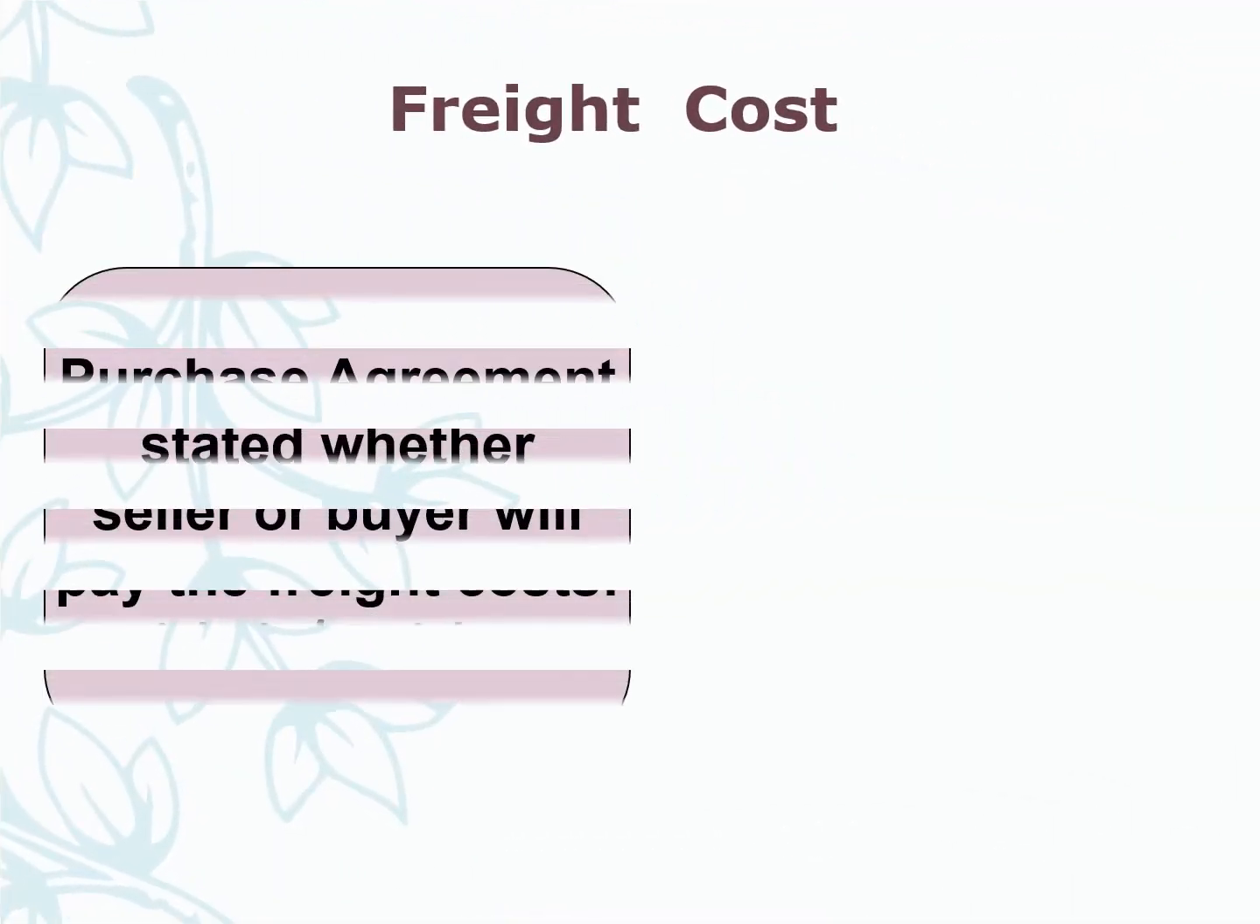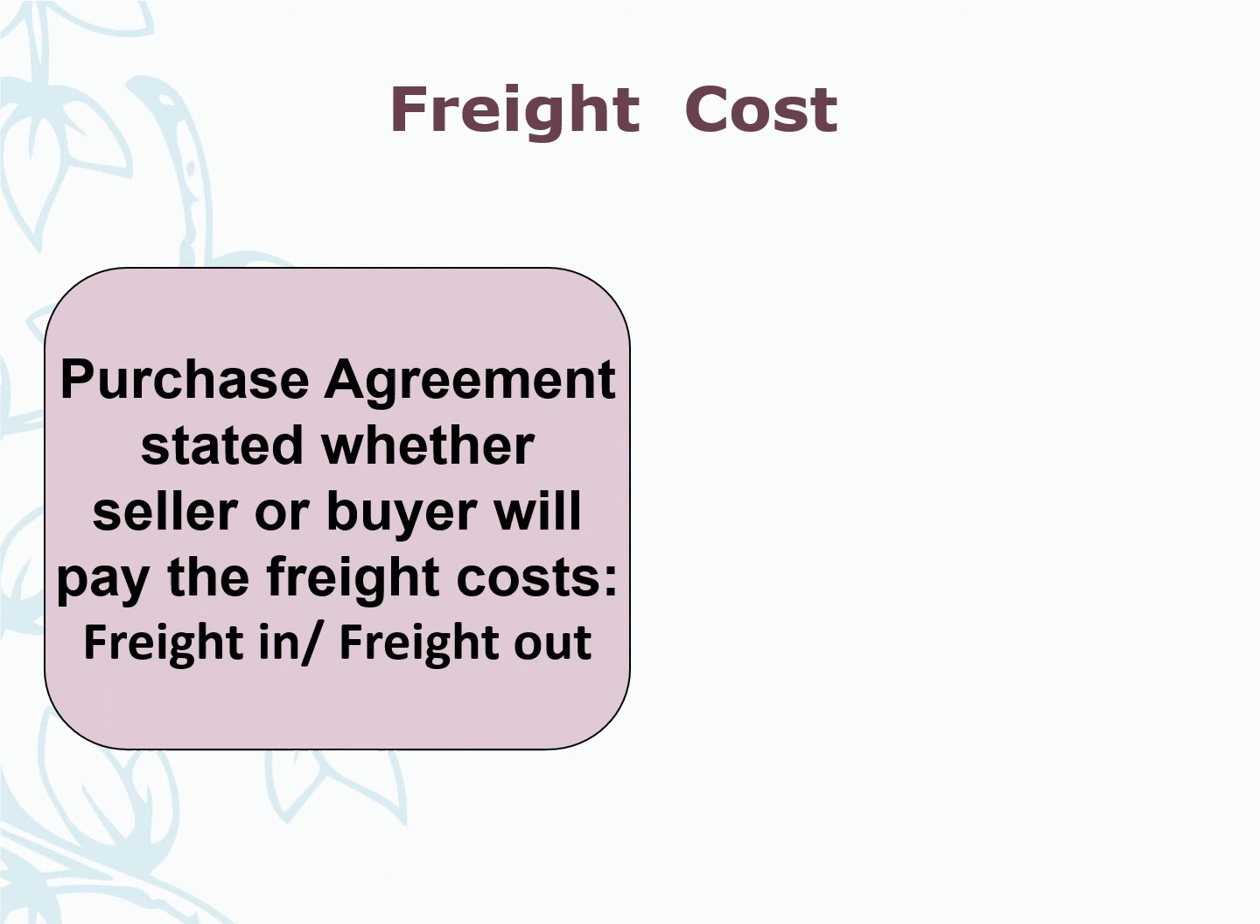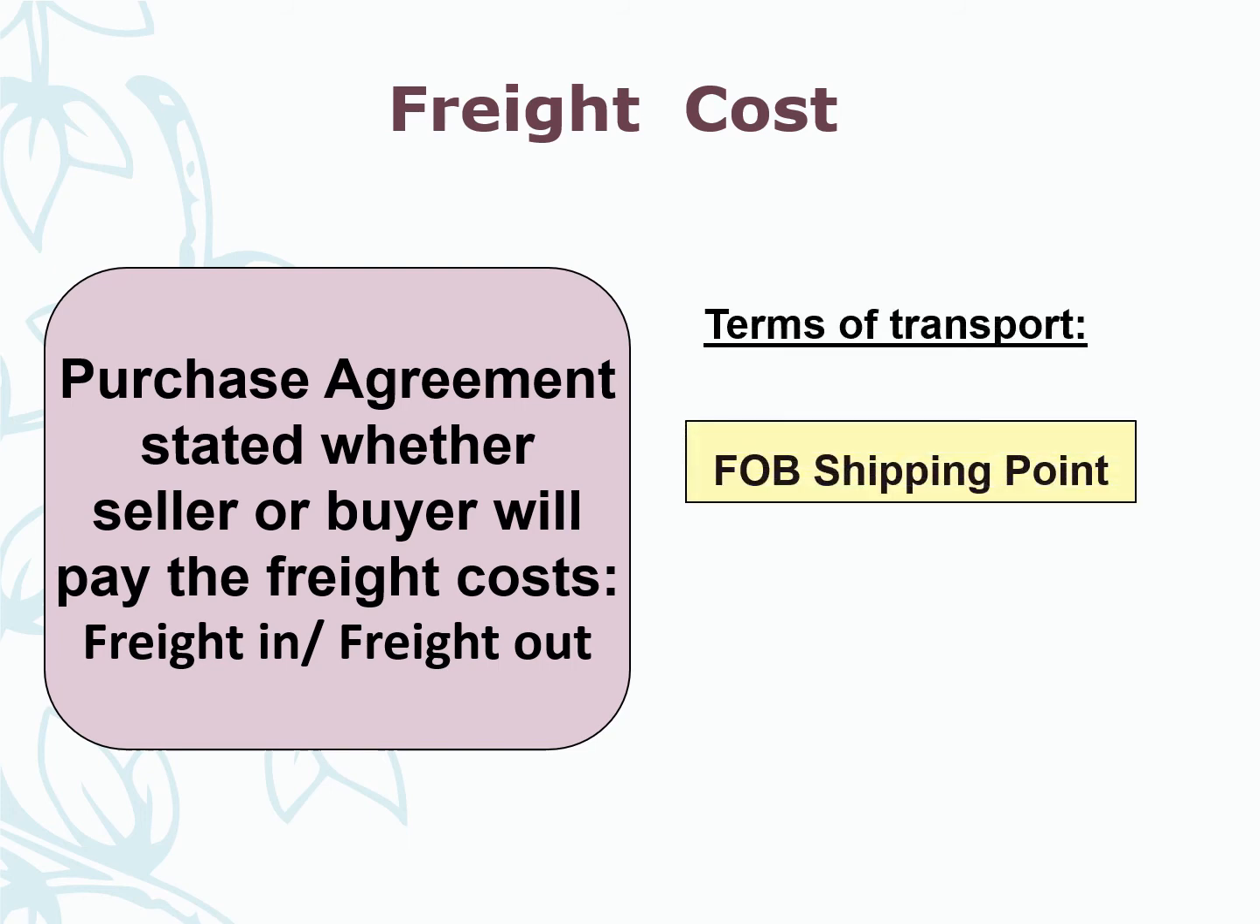Freight costs. Freight costs are included in the purchase agreement, which states whether the seller or buyer will pay the freight costs. There are two types of freight costs. Those are freight in and freight out. Freight in is included in purchase costs in cost of goods sold. Freight out is expensed in operating expenses. And the terms of transport: FOB shipping point and FOB destination.